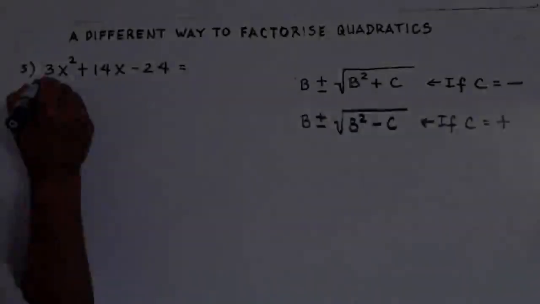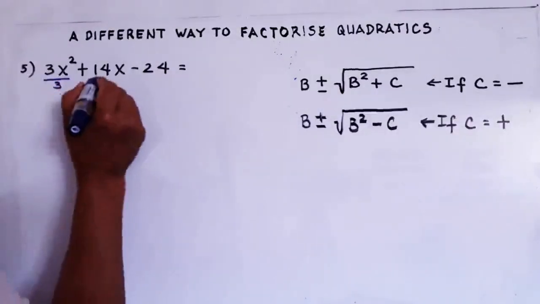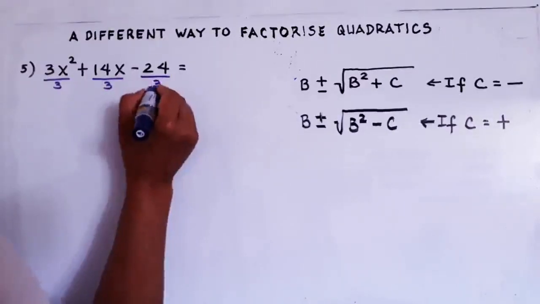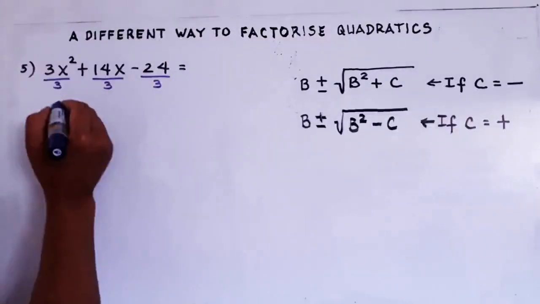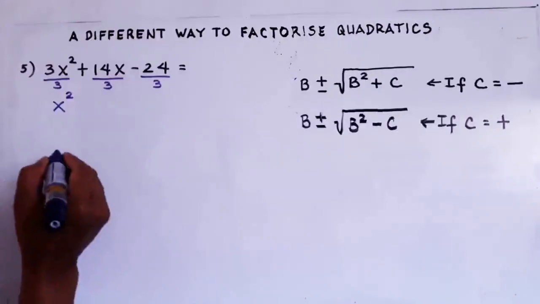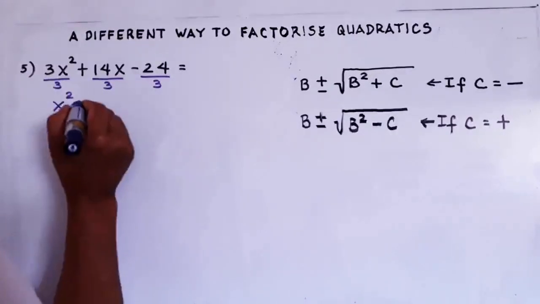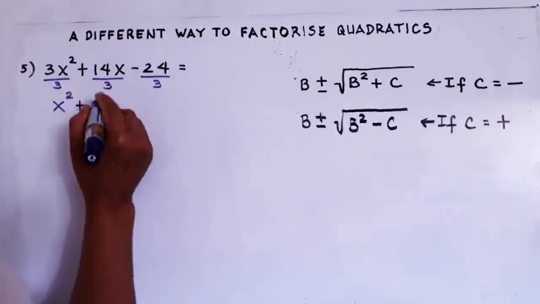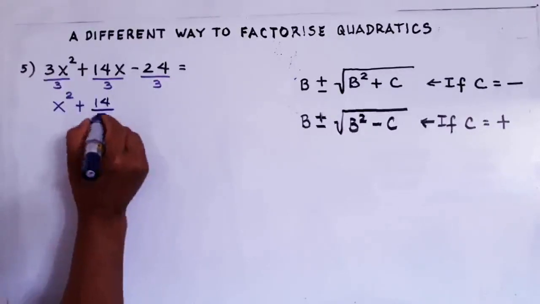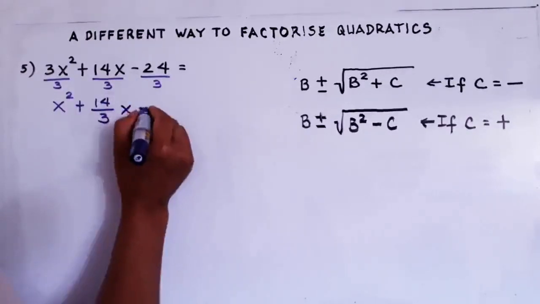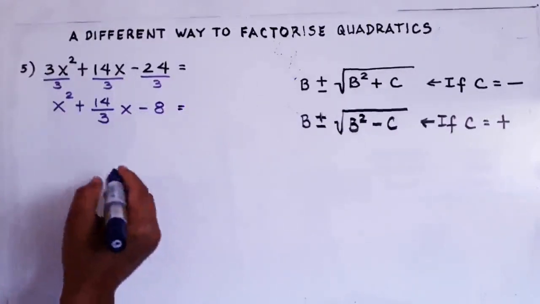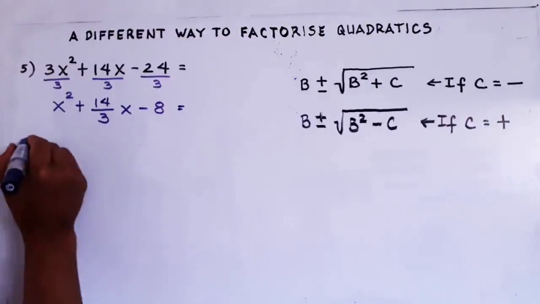So we divide this by 3. We divide this by 3. We divide this by 3. So this one will be equal to 1. So this is now the new expression: x squared plus 14 over 3 x minus, 24 over 3 is exactly 8, equals. Now let's find the b.